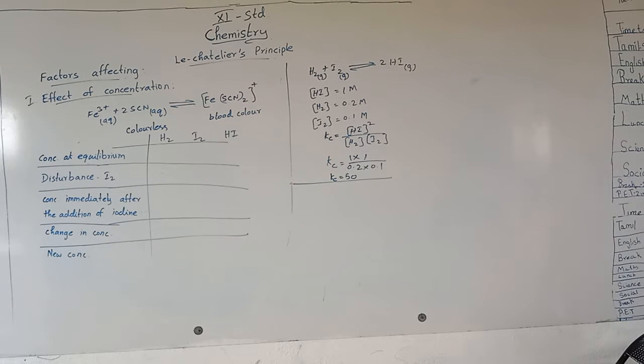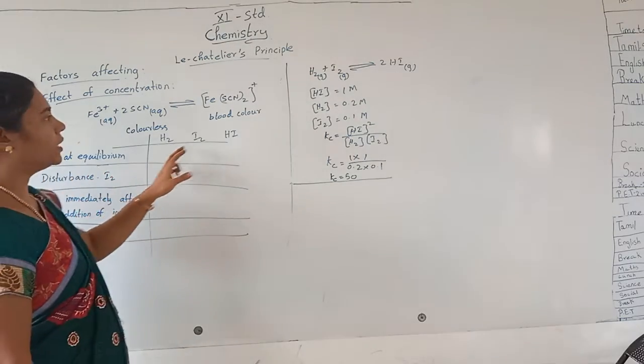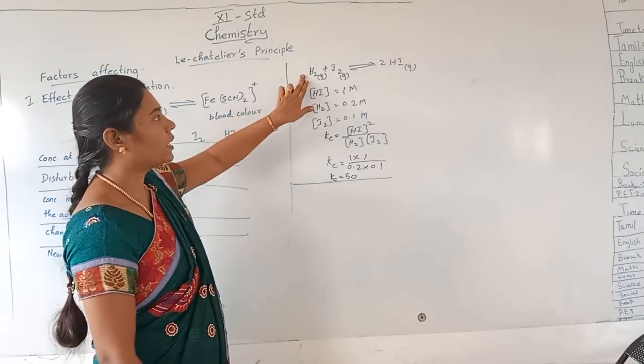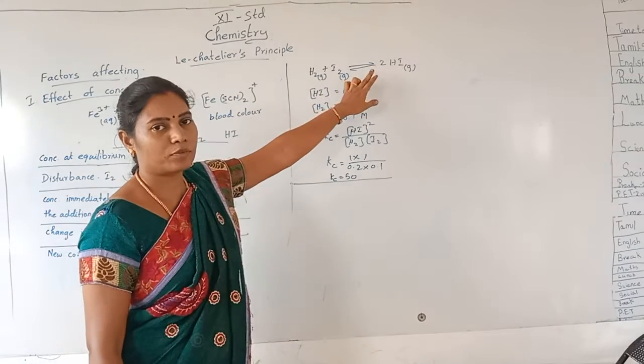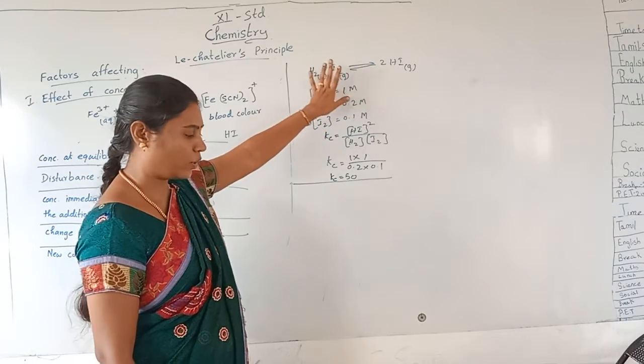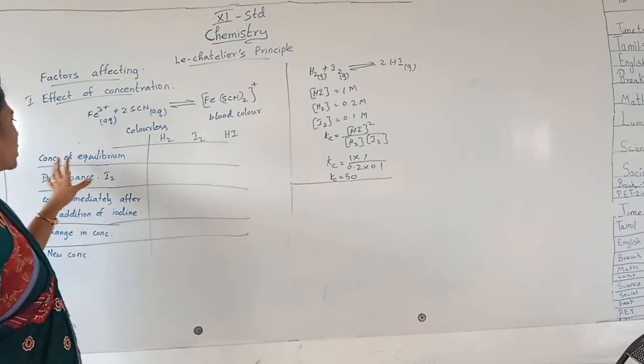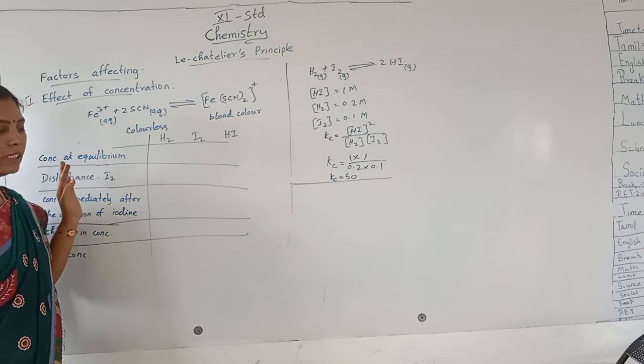So next, all of you draw the table. In this, the effect of concentration, the reaction of formation of hydrogen iodide. The concentration at equilibrium in this reaction: the reaction is H2 plus I2, the equilibrium reaction in which 2 moles of hydrogen iodide are formed.